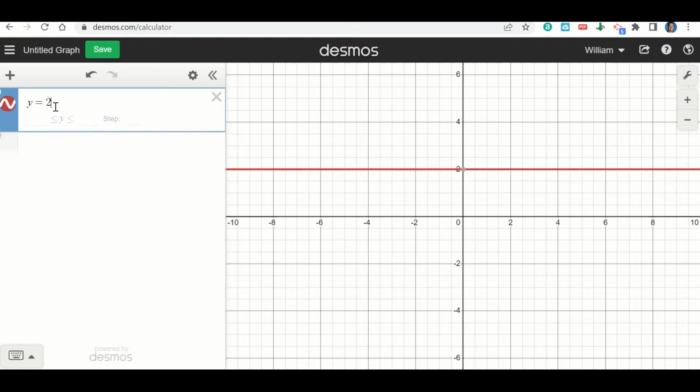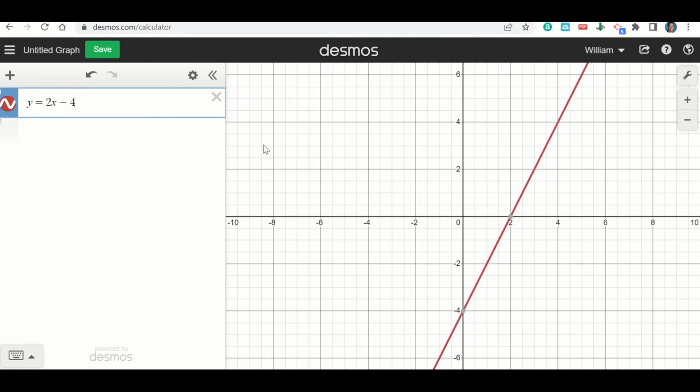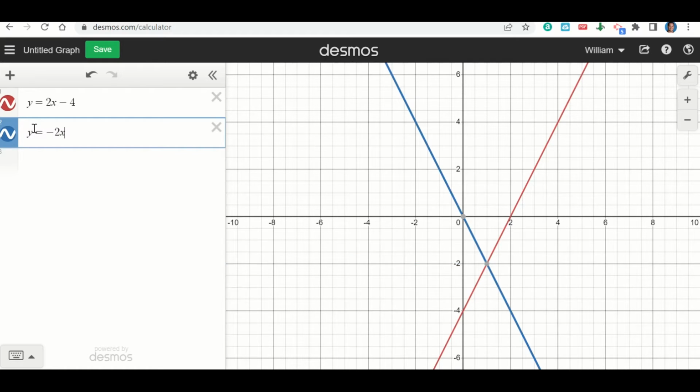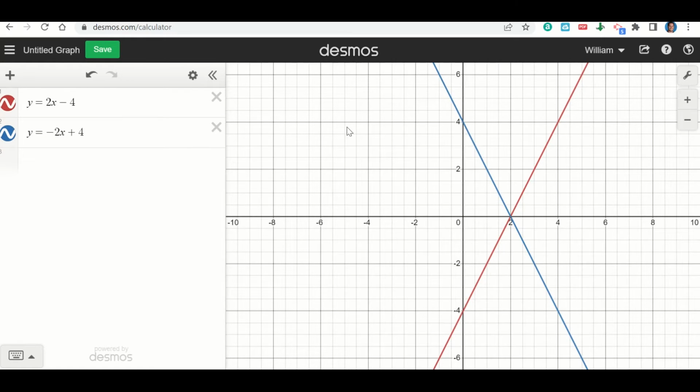So let's say it's y equals 2x minus 4. So there's our first equation. Now we're going to type in our second equation. So we're going to go to the line below it, and let's say it's y equals negative 2x plus 4. So there's my two lines, and if I go to where the two lines intersect and click on it, I can see that it gives me the coordinates of exactly where the two lines intersect. They intersect at x equals 2 and y equals 0. So this would be the solution to my system of equations.